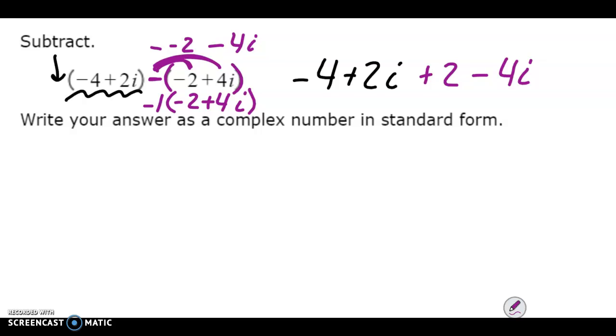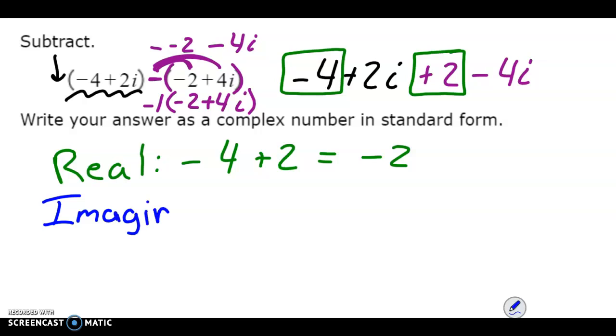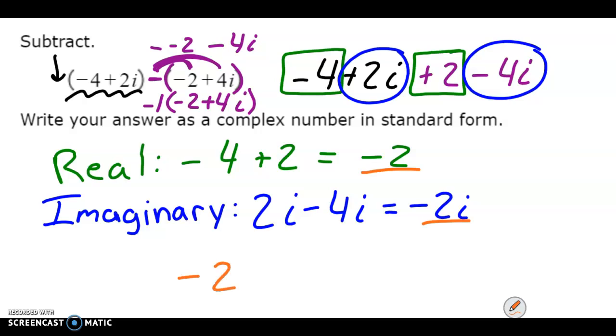So now it's the same thing. Now I've got my real numbers, which are -4 and 2. So -4 plus 2 is going to equal -2. And my imaginaries, which are 2i minus 4i, is going to equal -2i. So your final answer here is just -2 minus 2i.